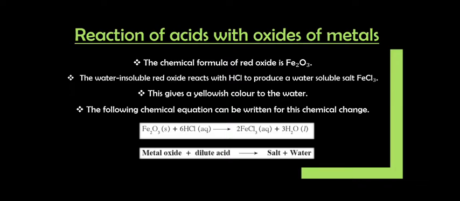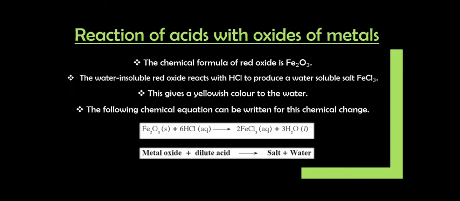Now, reaction of acids with oxides of metals. The chemical formula of red oxide, that is iron oxide, is Fe2O3. Now the water insoluble red oxide will react with hydrochloric acid to produce a water soluble salt, that is iron chloride. Now this gives a yellowish color to the water.